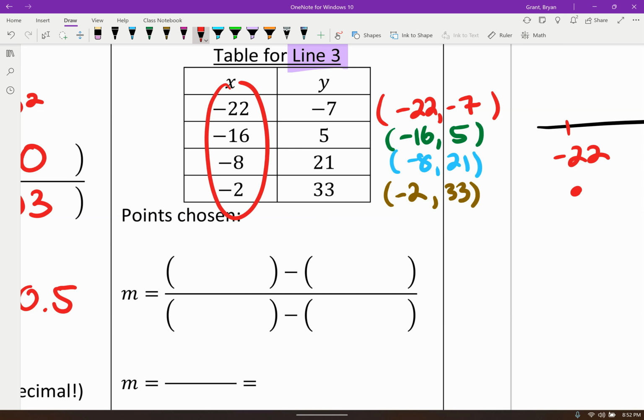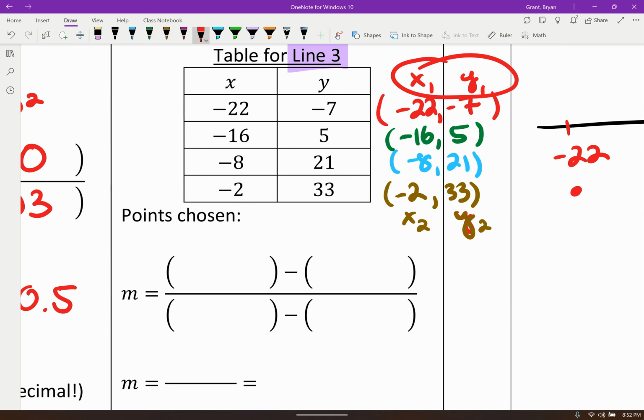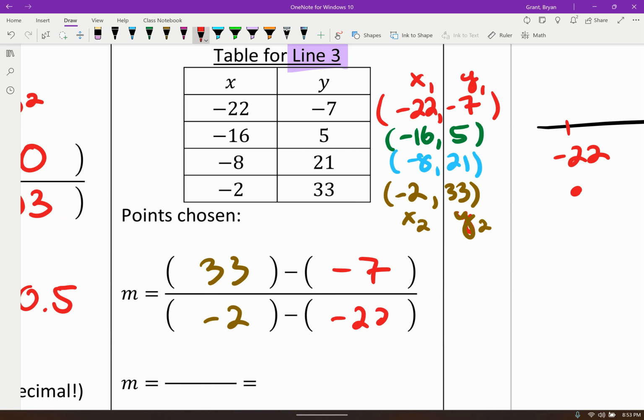Now notice we already know what the x's are, right? The x's come first, like this, and the y's are, of course, second, like so. So we just go through and we label them like before. Y sub 2, x sub 2, y sub 1, x sub 1. And don't get confused about which is which. It doesn't matter. As long as your x1, y1 are together, x2, y2 are together, you'll get everything right. Slope formula: y sub 2 minus y sub 1 divided by x sub 2 minus x sub 1.